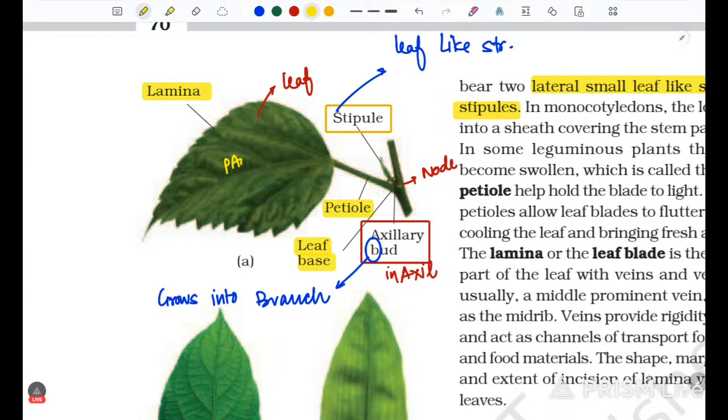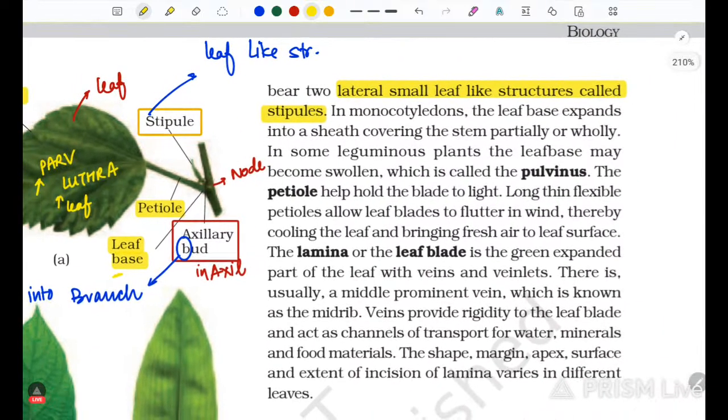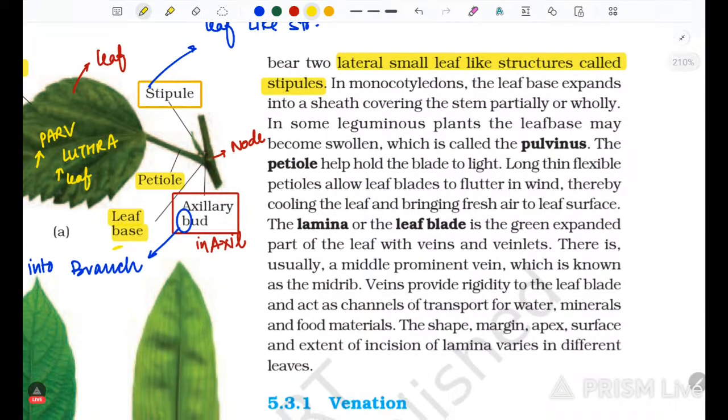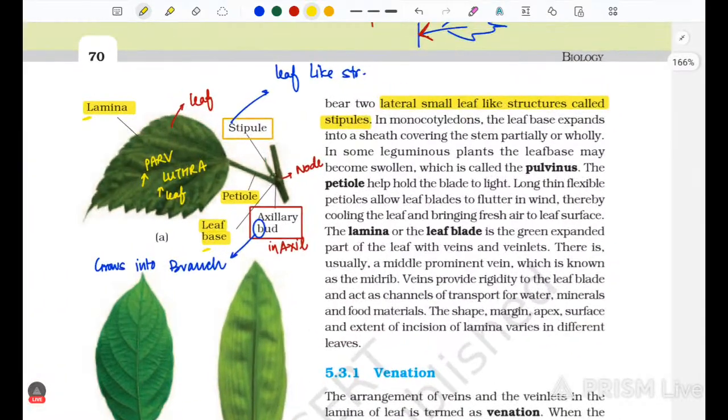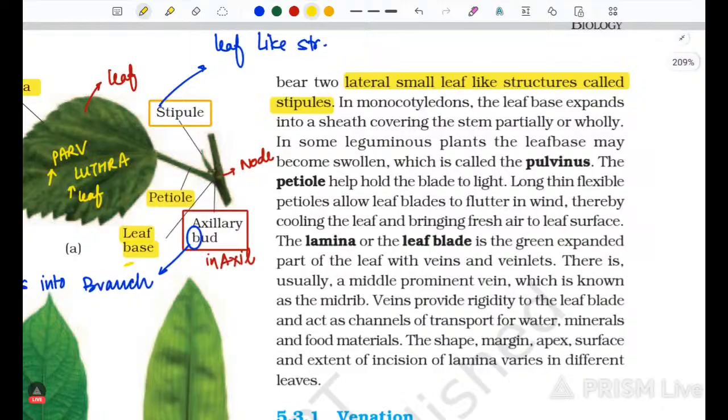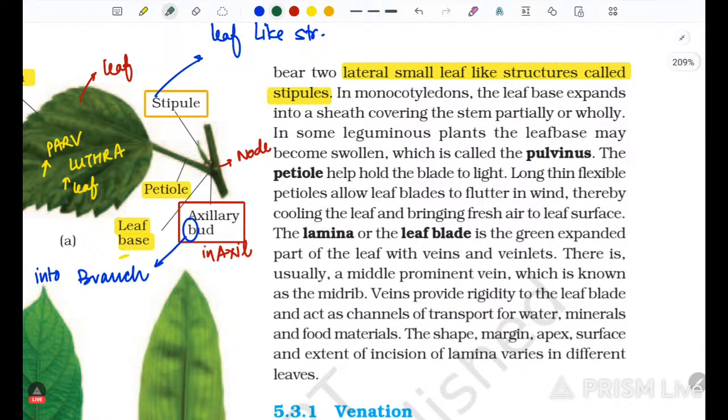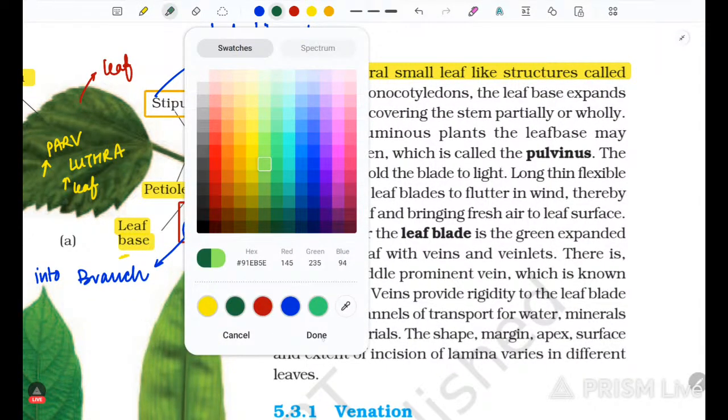So if you can remember my name, PARVLUTHRA, that means L for leaf, and leaf has leaf lamina, leaf base, and P for petiole, whereas stipule is something which is another leaf. Now let us understand the different variations. One by one I will teach you the different variations. So what are the different variations?